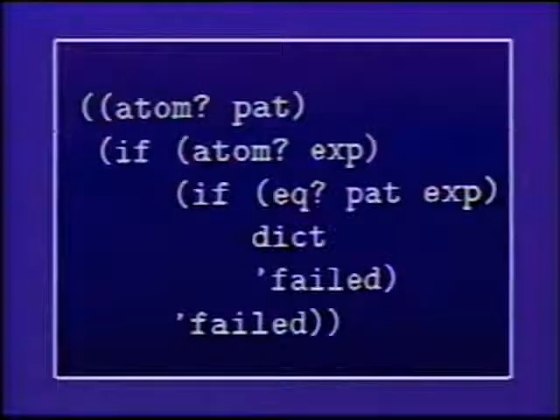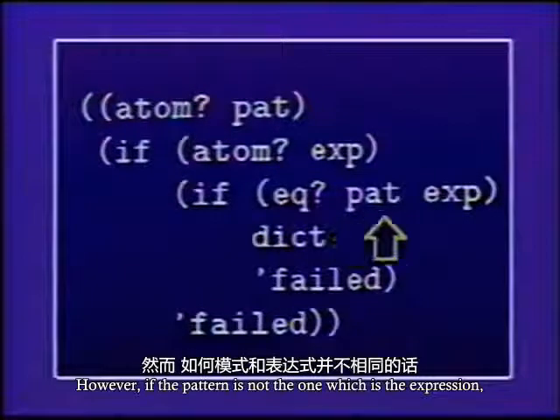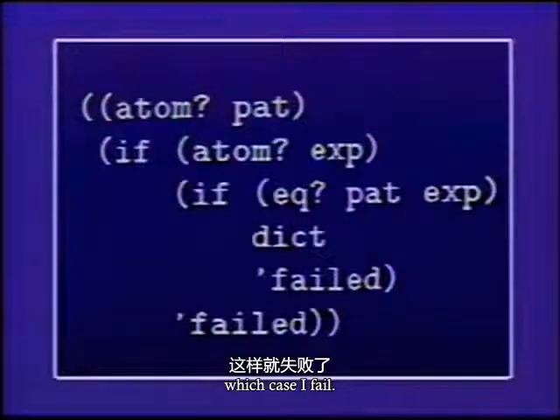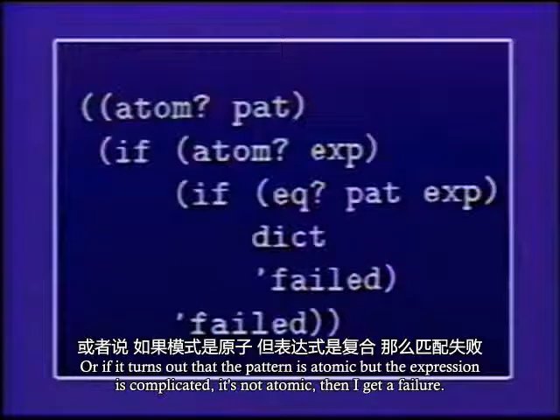Okay? It's just that I match plus against plus, asterisk against asterisk, x against x. That's all fine. However, if the pattern is not the same as the expression, if I have two separate atomic objects, like matching plus against asterisk, in which case I fail. Or if it turns out that the pattern is atomic, but the expression is complicated, it's non-atomic, then I get a failure.